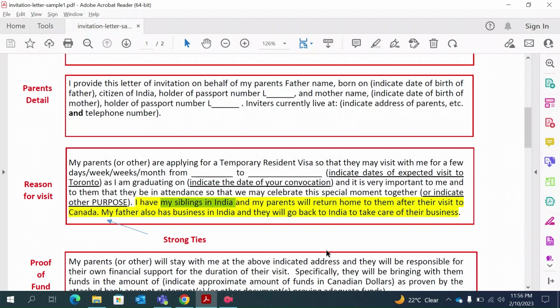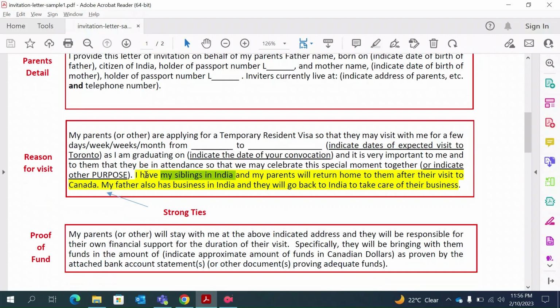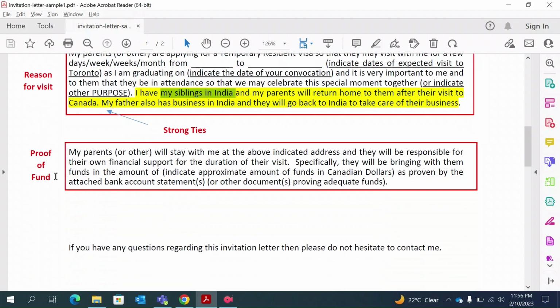All these give you reason to go back to your home country and you should mention those over here. Having talked about the reason for visit, now let me talk about proof of funds. This is again very important. You want your parents to come to Canada. Therefore, if your parents are going to finance their trip themselves, you should mention it over here. If you are going to sponsor them, you should mention that too.